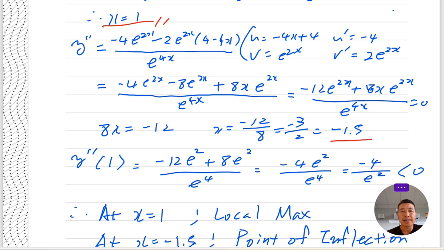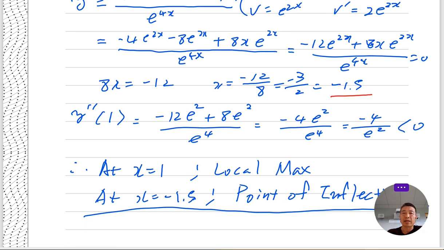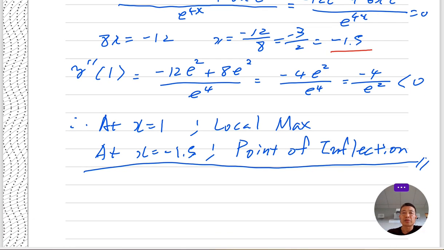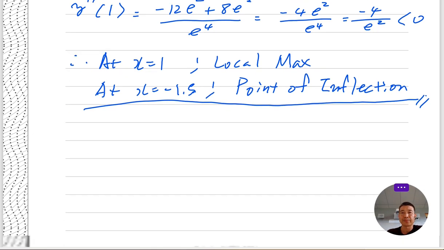And then also I test when x is 1, when I plug 1 into the second derivative, right here, I got this negative 4 over e squared. So e squared is obviously positive. So negative over positive is negative. So that means when x is 1, it's a local maximum. And at x equals negative 1.5, it's a point of inflection. That's how you answer this question.